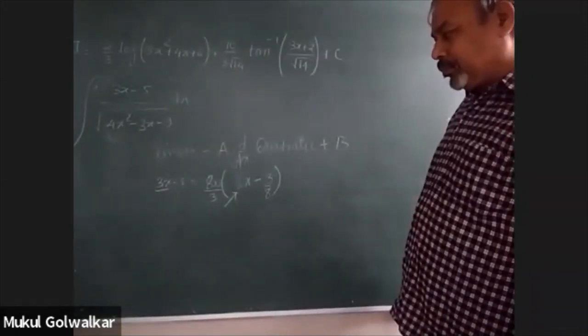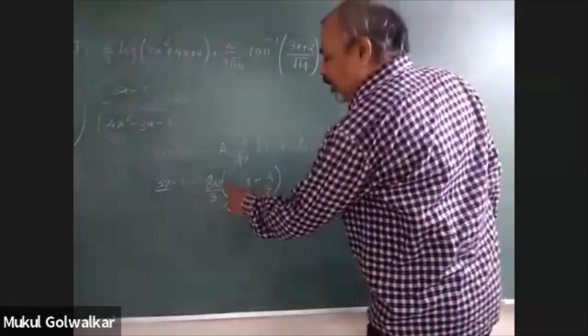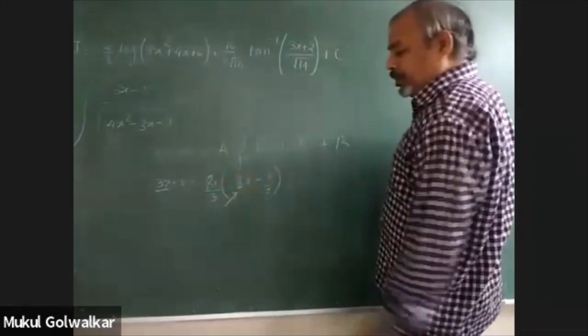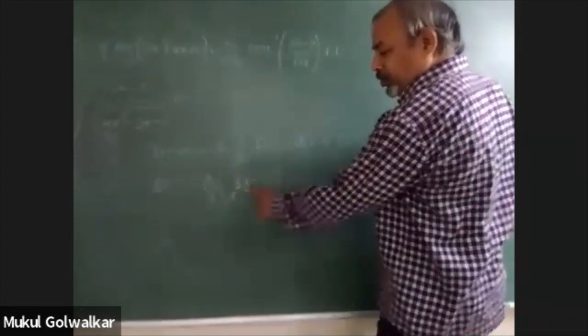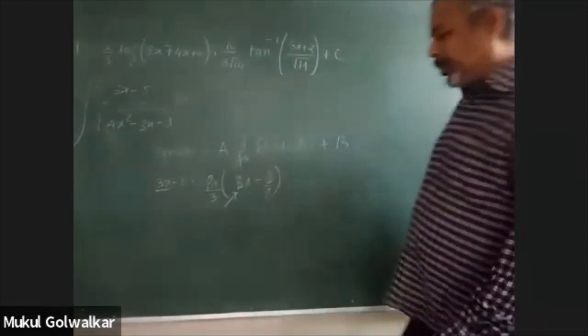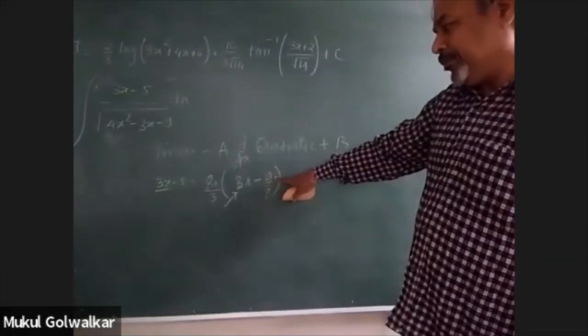Are you getting? Yes, sir. Okay. So when you have multiplied and divided by 3, multiply this 3 inside now. So this becomes 3x, and this becomes minus 9 by 8. Is it okay?